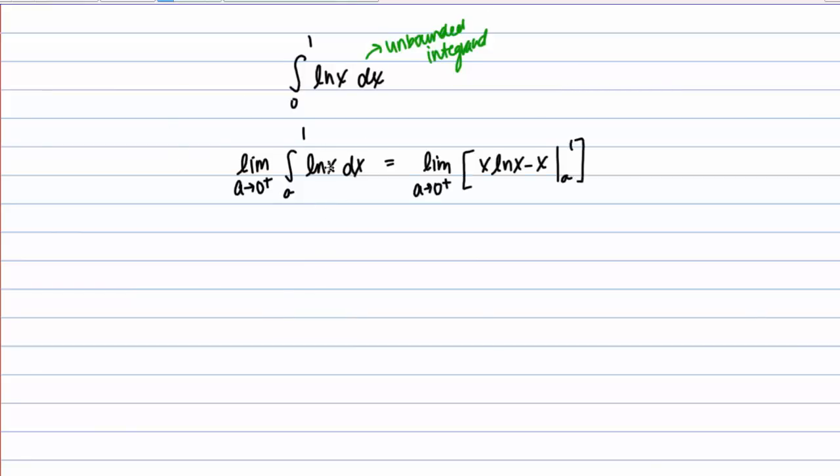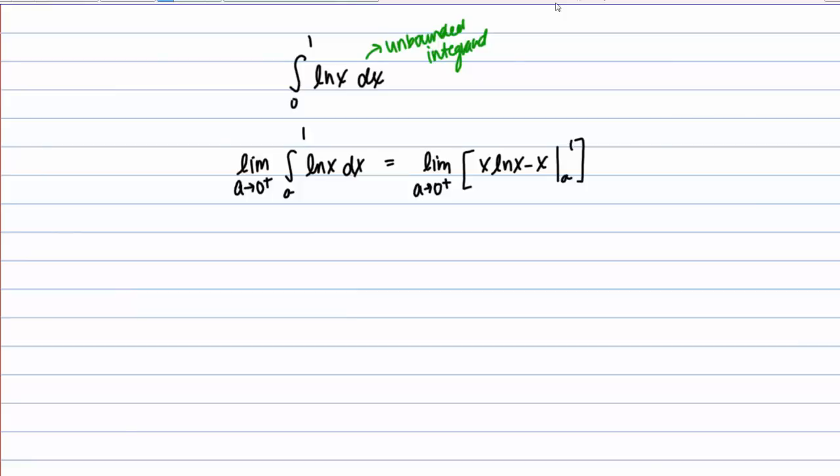I'm going to write this as the limit as a goes to 0 from the right of the integral from a to 1 of the natural log of x dx. My next step is to evaluate this definite integral, natural log of x from a to 1. We've actually seen the formula for this in the past. The antiderivative of the natural log of x is x ln x minus x. And notice I've just carried this limit along.